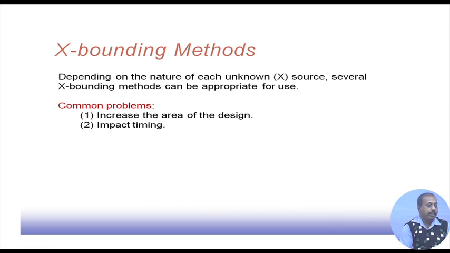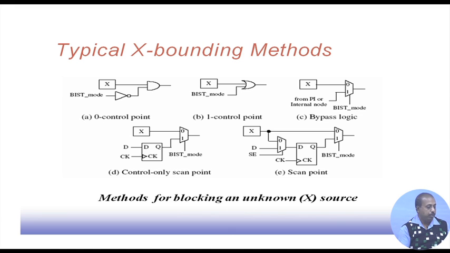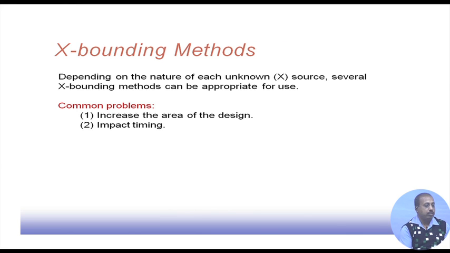There are several x bounding methods that are going to be used. Depending upon the nature of each unknown x source, several x bounding methods can be appropriate for use. A common problem is that they increase the area of the design, because we are introducing some extra logic into the circuit. Also timing is getting affected, because everywhere what we are doing is putting either an extra AND gate, OR gate, multiplexer, or flip flops. As a result, the delay of the circuit will change. If they form a part of the critical path, then of course the delay of the system will go up. So, timing is going to be affected.